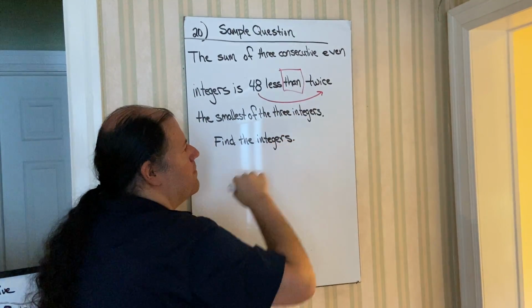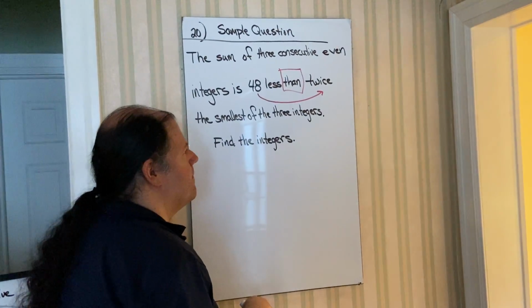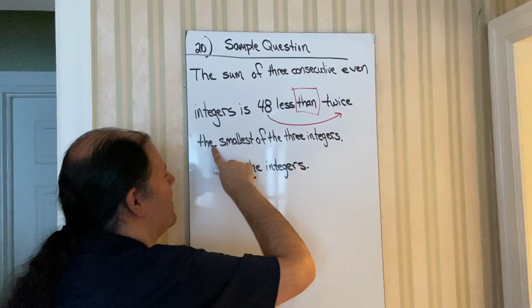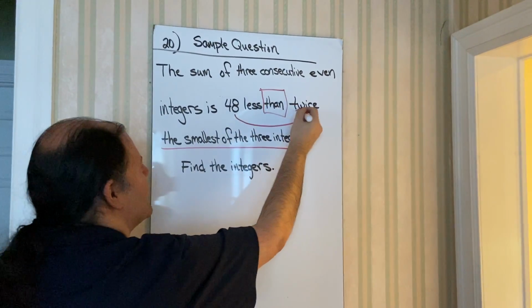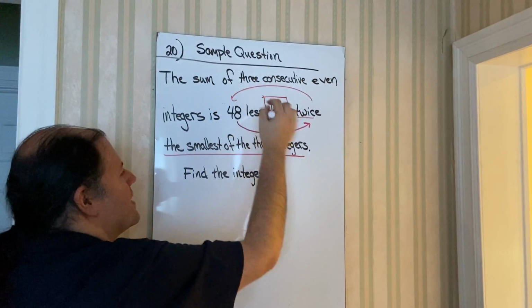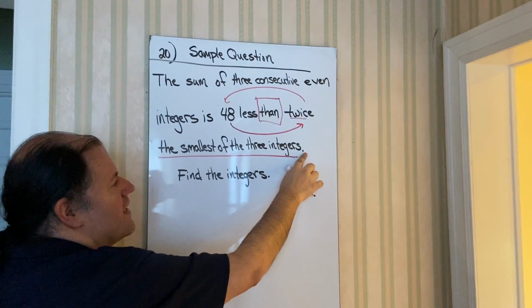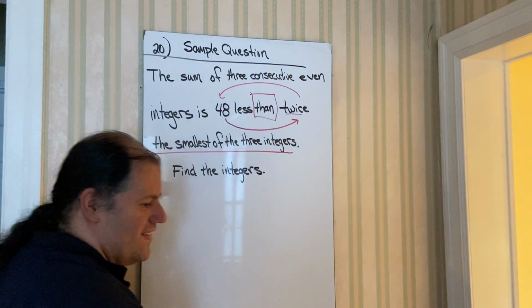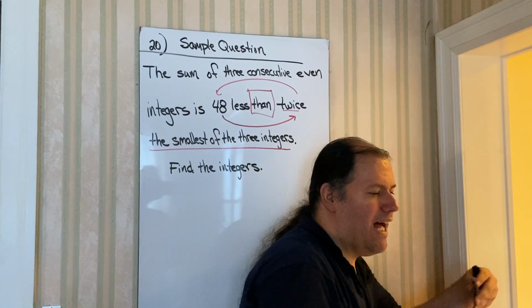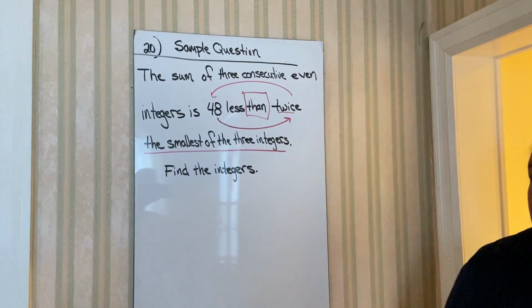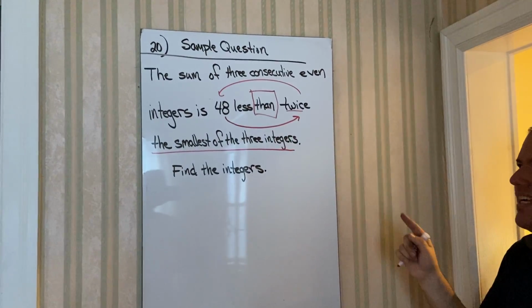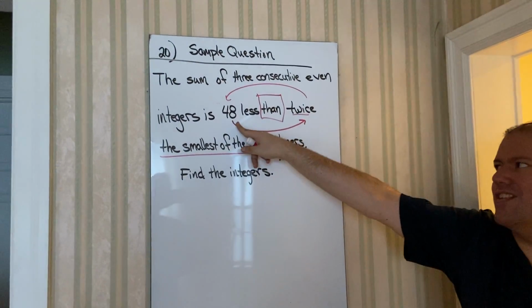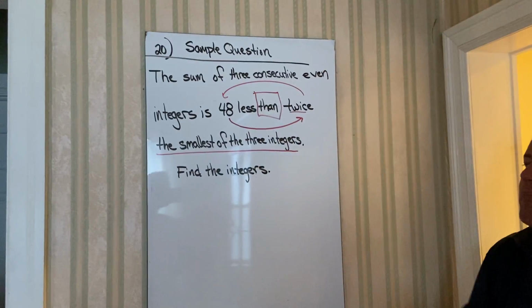Now the question is, how much do you move to the front? Twice the smallest of 3 integers. All of this will go to the front because there's no other equal sign. There's no comma. You got a period. That will tell you when to stop flipping. Now that I have the little pivot, I know when I rewrite, I'm going to write this backwards. I'm not going to start with 48. I'm going to start with twice the smallest.